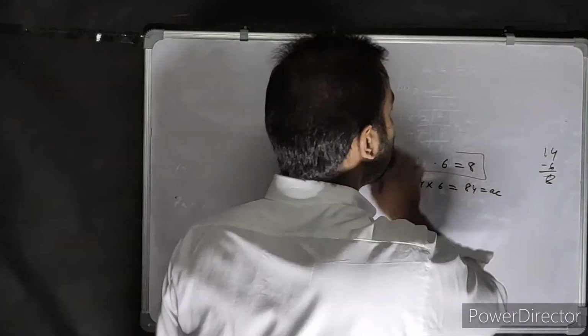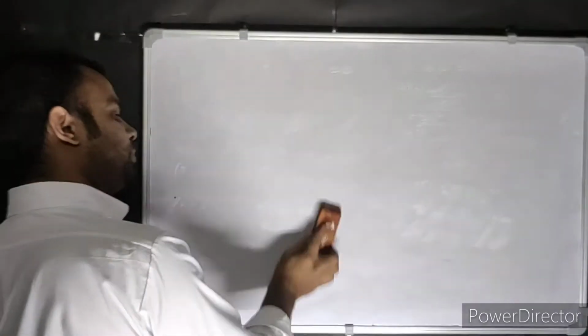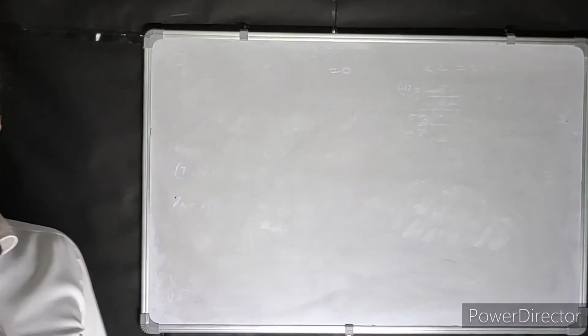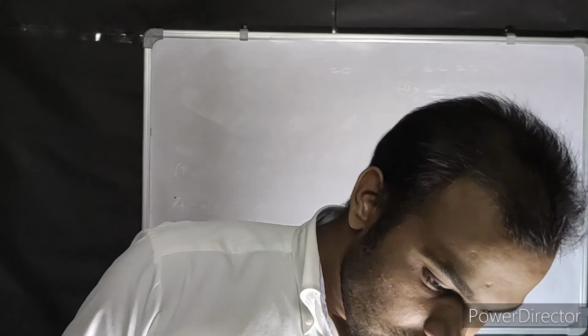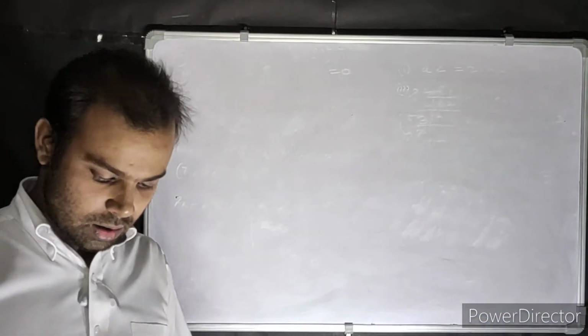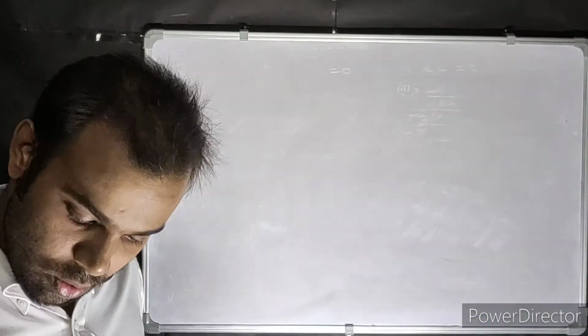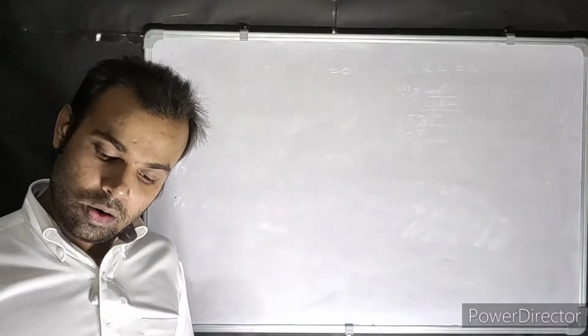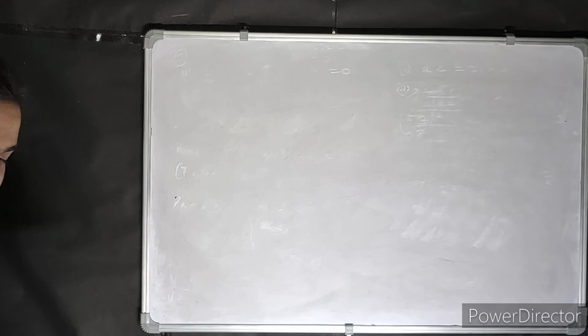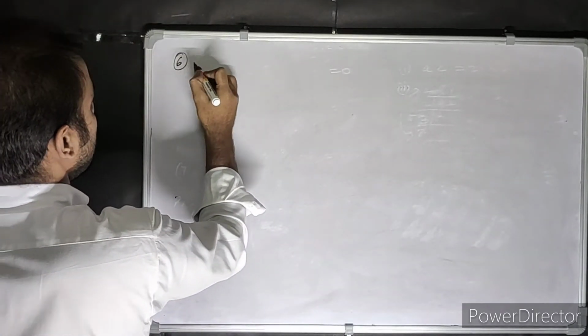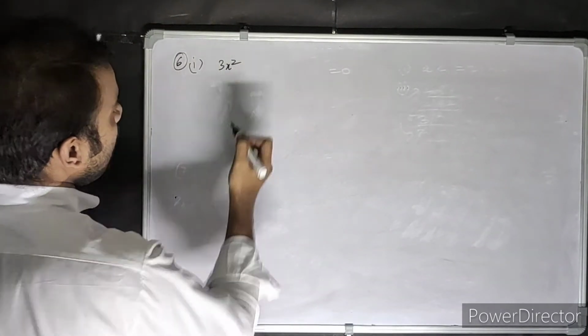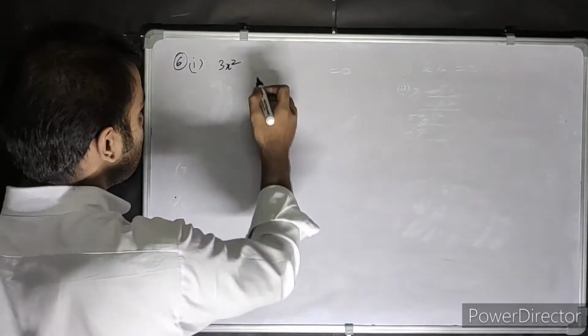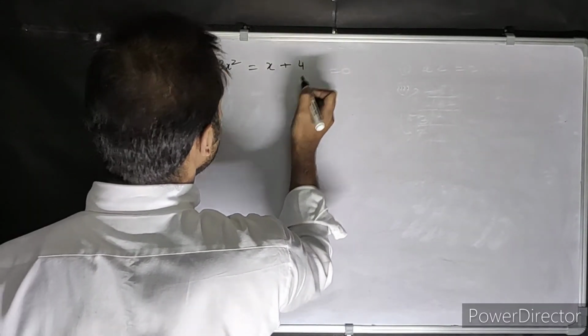Question 7, both parts I'll give you at home to do. Okay, so let's just tick this with a marker, it's my book only. Question 6 parts 1 and 2 I have not done, I am going to do them now. So, 6 part 1: 3x square is equal to x plus 4.